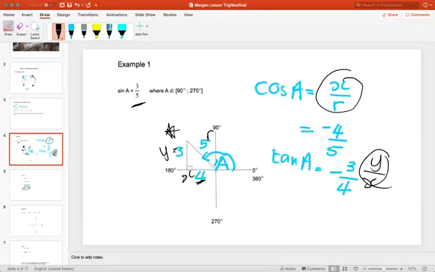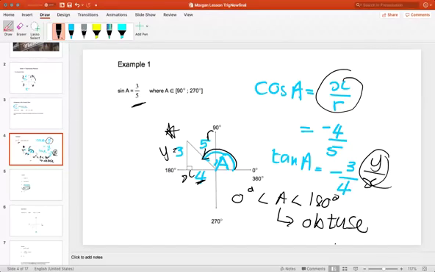Here is angle A, from the 0 line past 90 degrees into quadrant 2. So what we are saying is that our angle A lies between 0 and 180, which means that angle A is obtuse. That means larger than 90 degrees, but smaller than 180 degrees.